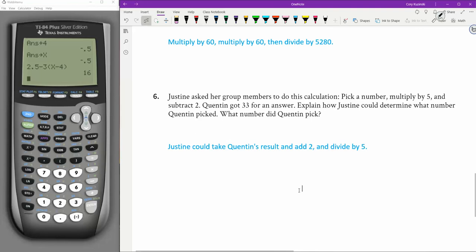What number did Quentin pick? Well, let's see. 33. Add 2. Divide by 5. Quentin's number is 7. We can check that by doing these things to it. Multiply by 5 times 5, and then subtract 2.